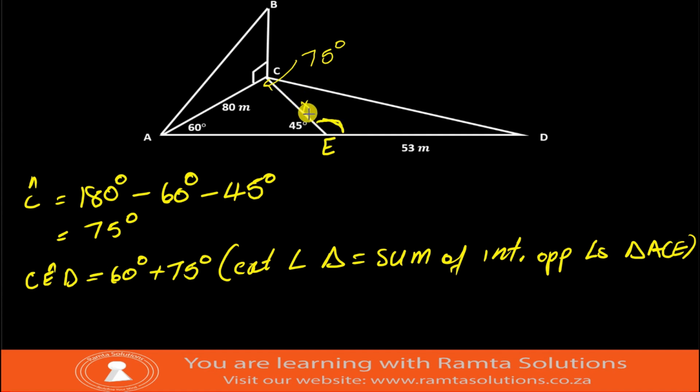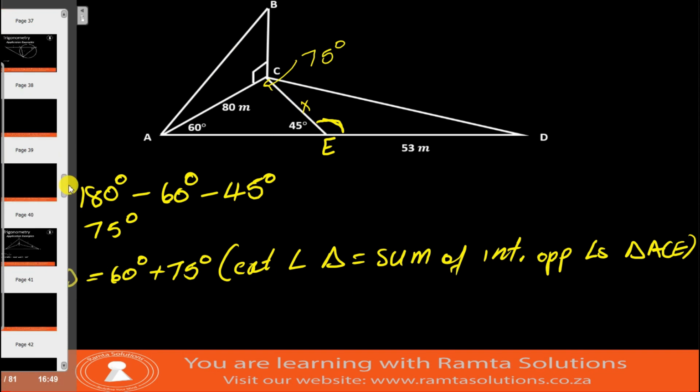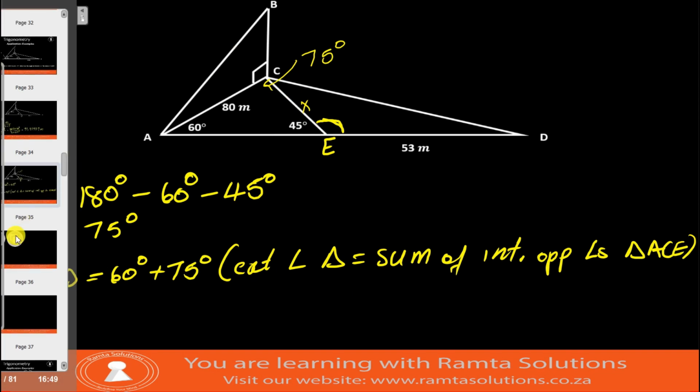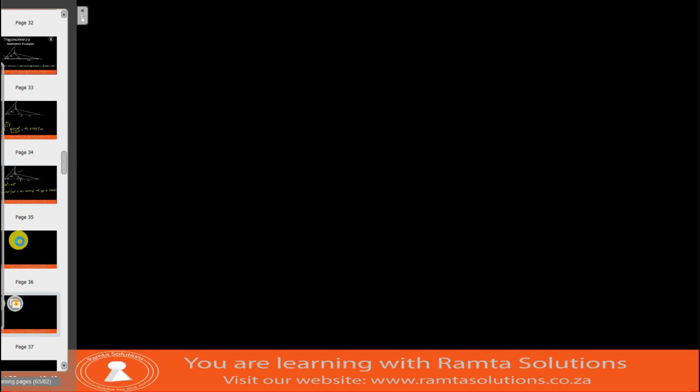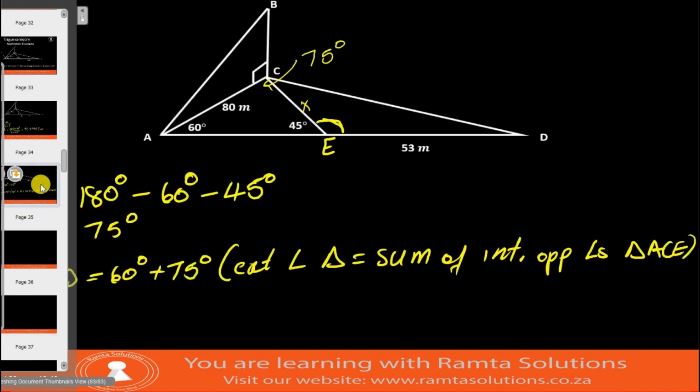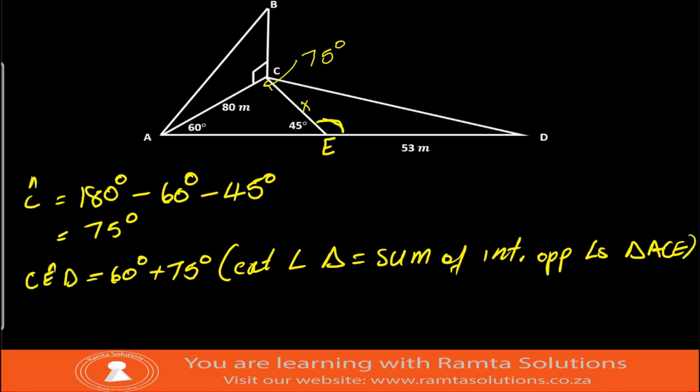So what does it mean? We can now use the cosine rule. Let me see if I have enough pages. Okay, let me duplicate this. Okay, I'll duplicate it again. Okay, perfect. So therefore this means angle CED is now 135 degrees. Yes, it's an obtuse angle, right?